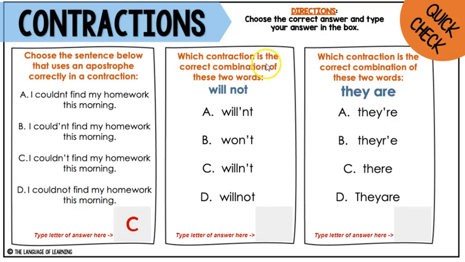Which contraction is the correct combination of these two words? Will not: wilt, won't, wilt, or will not. Remember, this is the irregular one where you have to change the letter, so it's going to be B, won't. Which contraction is the correct combination of these two words? They are: they're with the apostrophe between the Y and the R; there with the apostrophe between the R and the E; there with no apostrophe at all; and then they are, which has no apostrophe there either, and we're basically just pushing them together, writing the same letters. So remember, we're replacing the A with the apostrophe. So this is a correct one, A.